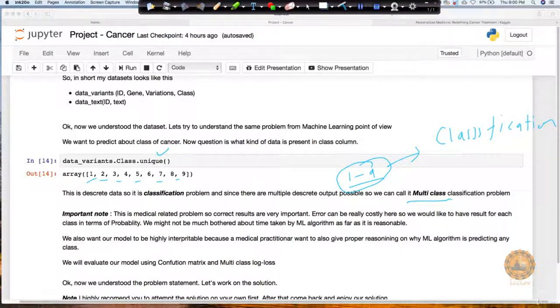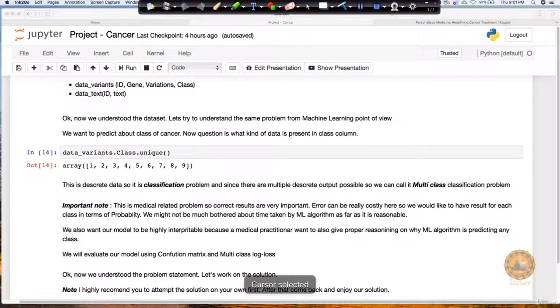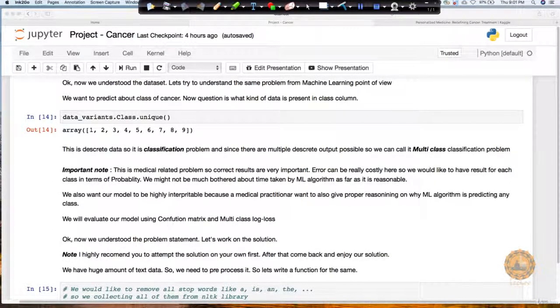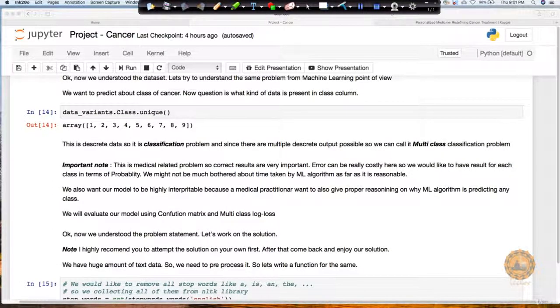Now, let's try to understand from the real world perspective what are the things really important for us while building our model. So what are the things we need to keep in mind while trying to build this model? So number one thing, when we are trying to build this model, definitely it's a medical problem. Now in medical problems, the errors can be very costly.